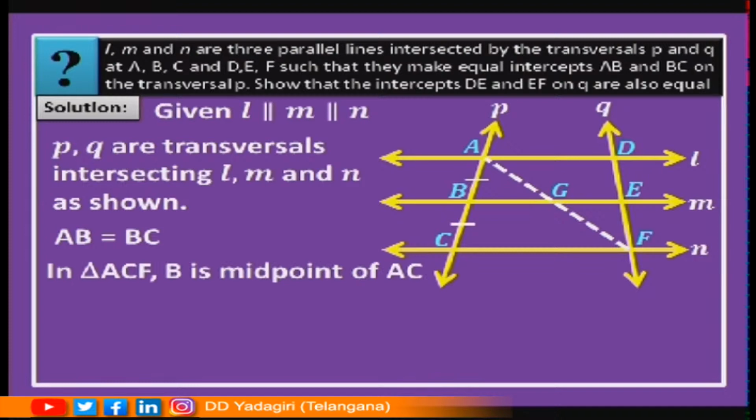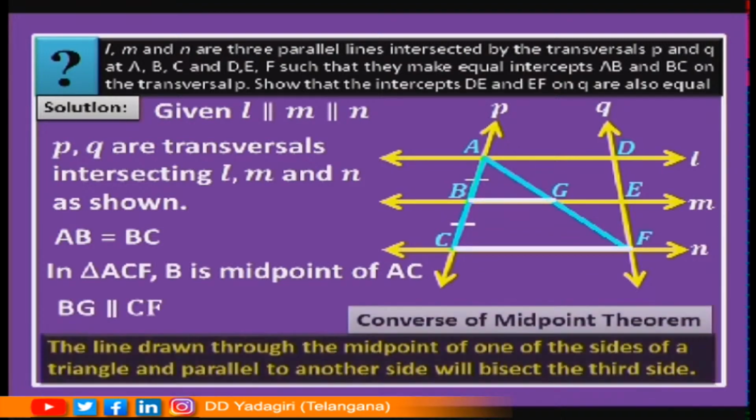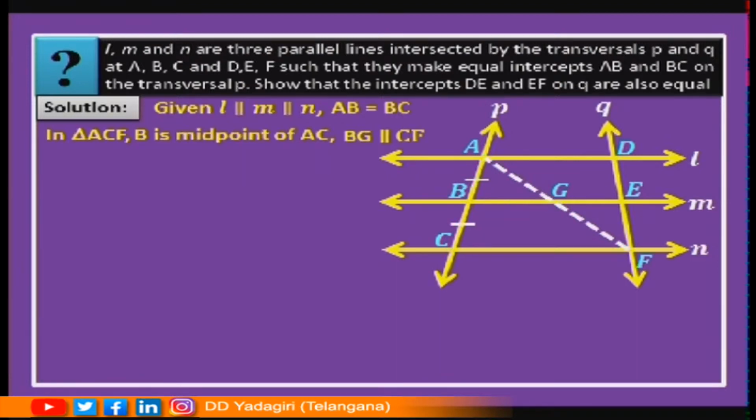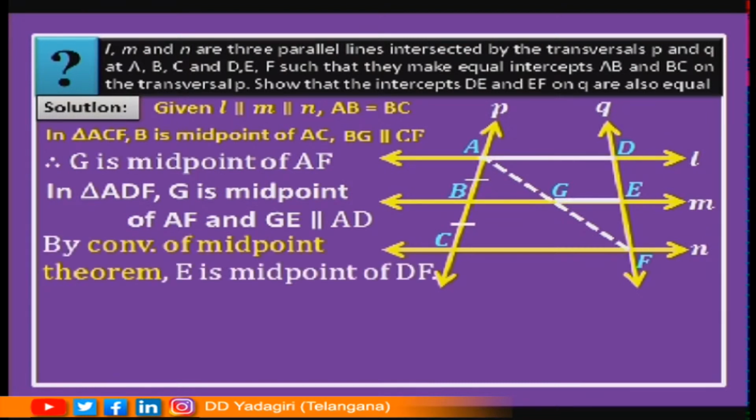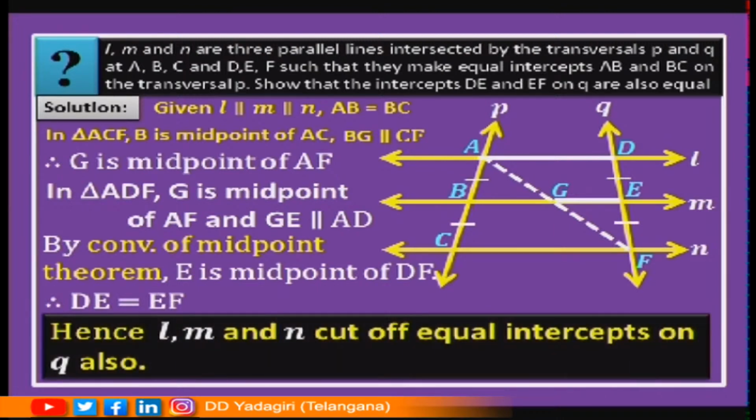So, in triangle ACF, B is the midpoint of AC, and BG is parallel to CF. You can notice, by the converse of the midpoint theorem, I can say that G is also the midpoint of AF. Got it, children? Now, let us consider triangle ADF. G is the midpoint and GE is parallel to AD. Again, by the converse of the midpoint theorem, E also becomes the midpoint of DF. So, DE is equal to EF because E is the midpoint. So, from this what can we conclude? Yes, L, M and N cut off equal intercepts on Q also.